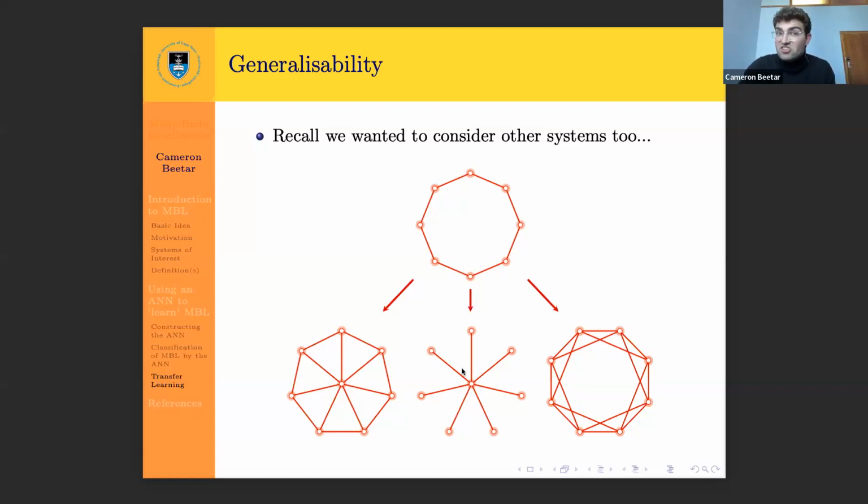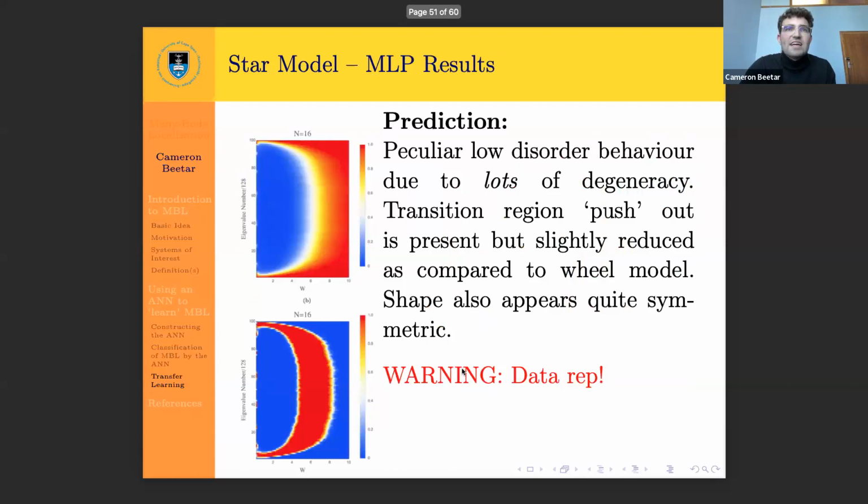Okay, so now let's have a look at the star model. So, what's predicted for the star model? Here we see these peculiar regions of uncertainty at low disorder. We associate that to lots of degeneracy in the eigenvalues of the star model. We also see that, again, there's this push out of the transition region. Previously, it was at about 5. Here it's not quite at 5, it's closer to 4. And again, the same warning for the data representation.